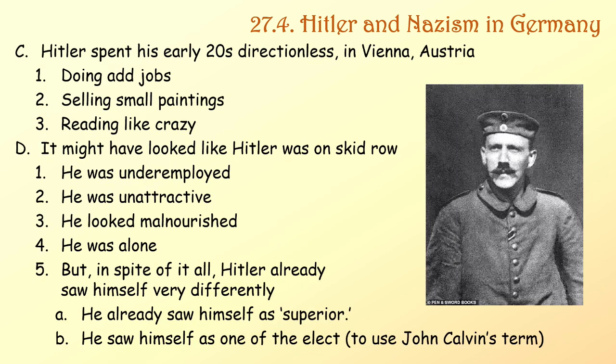Hitler spent his early 20s directionless in Vienna, Austria, doing odd jobs, selling small paintings, reading like crazy. It might have looked like Hitler was on Skid Row. He was underemployed, he was unattractive, he looked malnourished, he was alone. But in spite of all of those circumstances, Hitler already saw himself very differently. He already saw himself as superior. He saw himself as one of the elect, to use John Calvin's term.